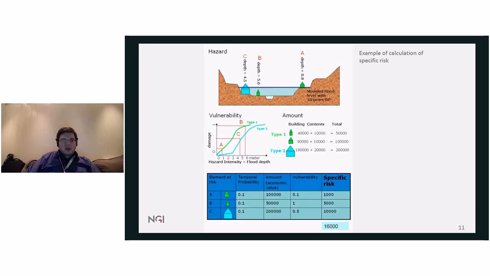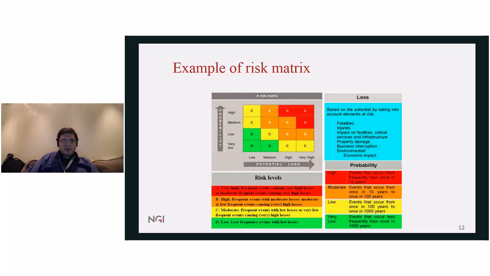Then we read on the corresponding curve. For example, for structure C, we have 4.5 meters. Structure C is of type 2, and then we read the degree of damage, which is 0.5. And then by making the product of all these columns, we come to specific risk, which in total gives us 16,000 monetary units, which we can assume are euros, for example. This is just for one single return period, but the same can be done for several return periods.